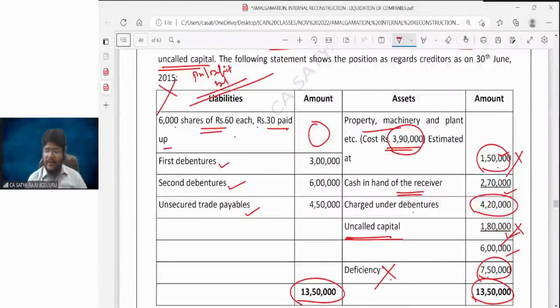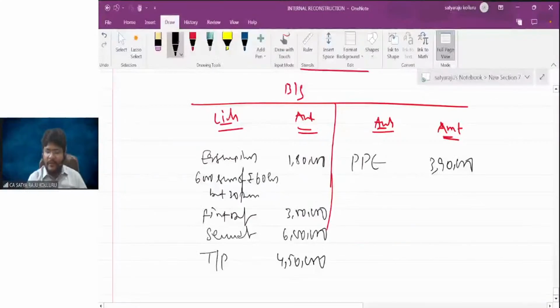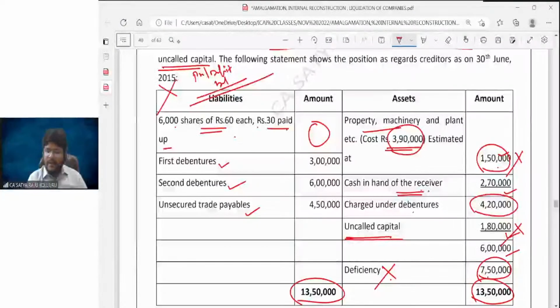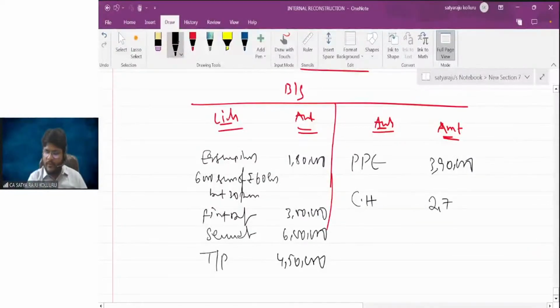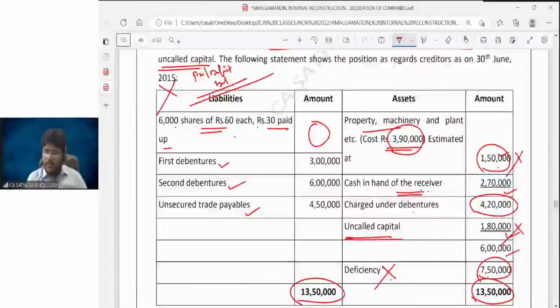Next, cash in hand of the receiver. That is simply cash in hand. Cash in hand, how much? 2,70,000. What is this 4,20,000, sir? They added 1,50,000 plus 2,70,000. They got 4,20,000, which is charged under debentures. Means now the PPE and the cash in hand are available as a security for the debentures. They are conveying that information.